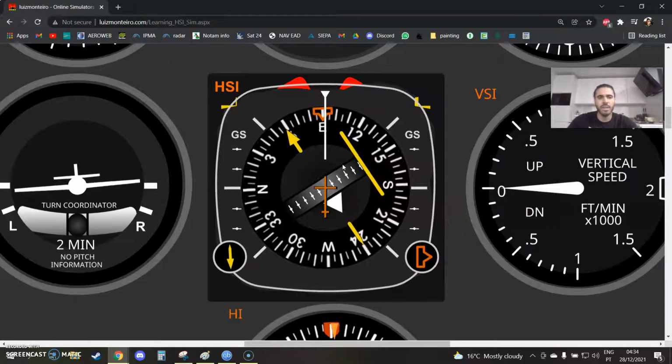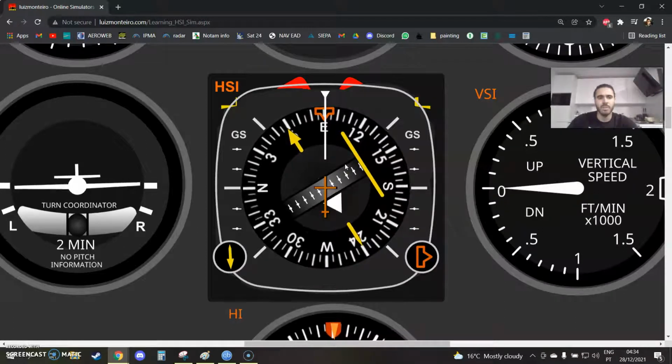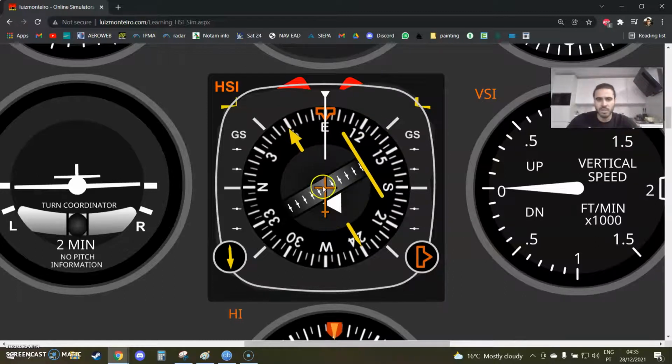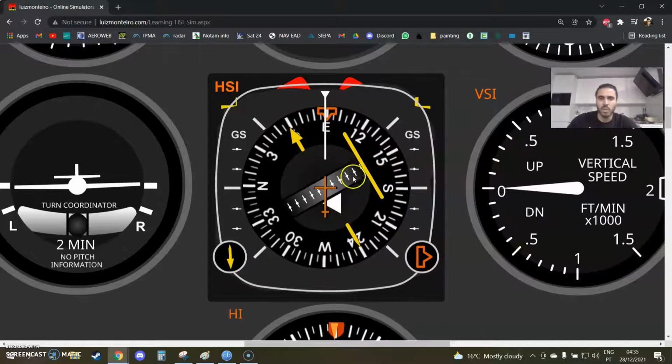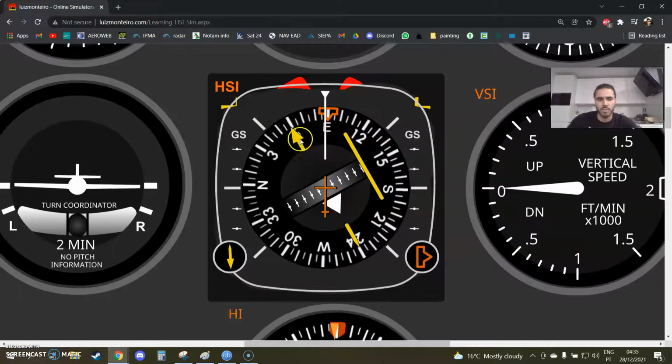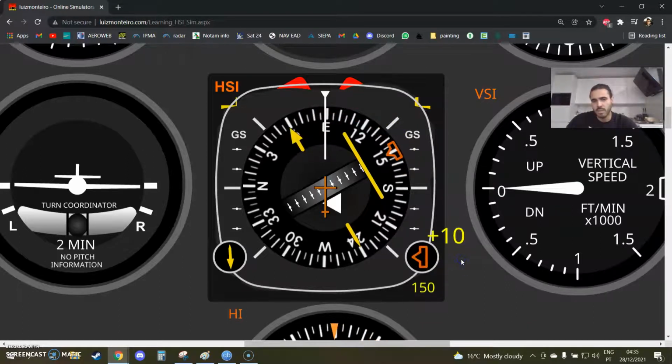Now let's say that I'm in a hurry, and I need to intercept radial 060 as fast as possible. As you know, the fastest way of going is with a 90-degree angle of interception, which you don't need to do math for from the course selector, because this scale here is always 90 degrees from the course selector, so I know already that it's 150. But for the sake of teaching, let's do it. 060 plus 90, 150, okay? Exactly the same thing as following this scale here.